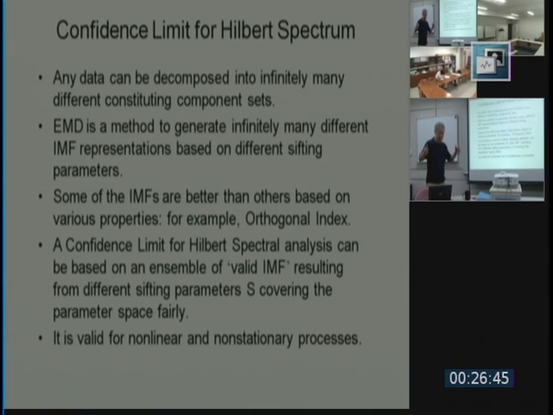So if you use different criteria to generate the IMF, not all IMFs are valid. For example, if we use the orthogonality index, we find some are totally not orthogonal. Then we discard those and keep the ones that are good. Then we average these, and we will get it.